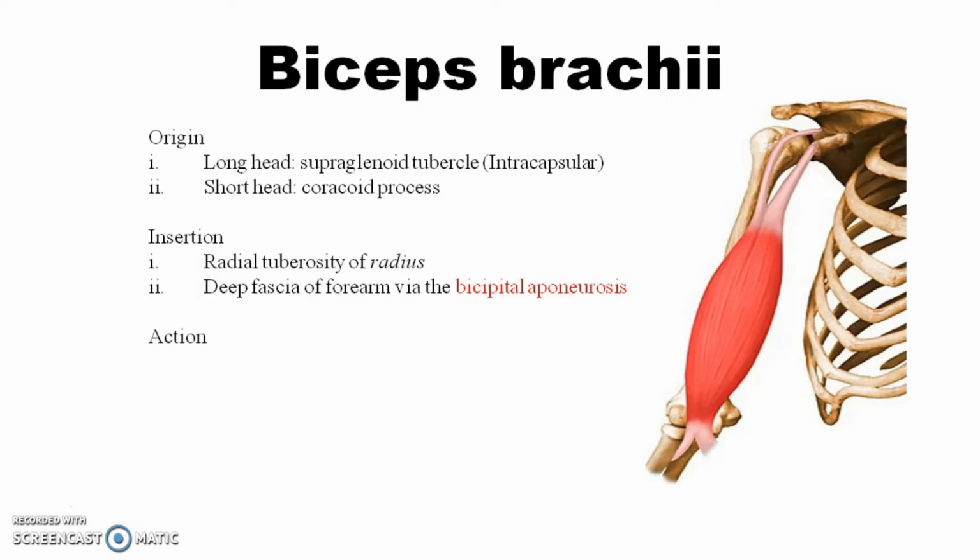And then it is also getting inserted by means of forming an aponeurosis called the bicipital aponeurosis. So it is a thickened fascia-like appearance which is going to merge with the deep fascia covering the forearm region. So insertion is by means of 2 ways. By forming a tendon, it is getting inserted into the radius, that is the radial tuberosity, and another by forming an aponeurosis, it is going to merge with the deep fascia of the forearm region.